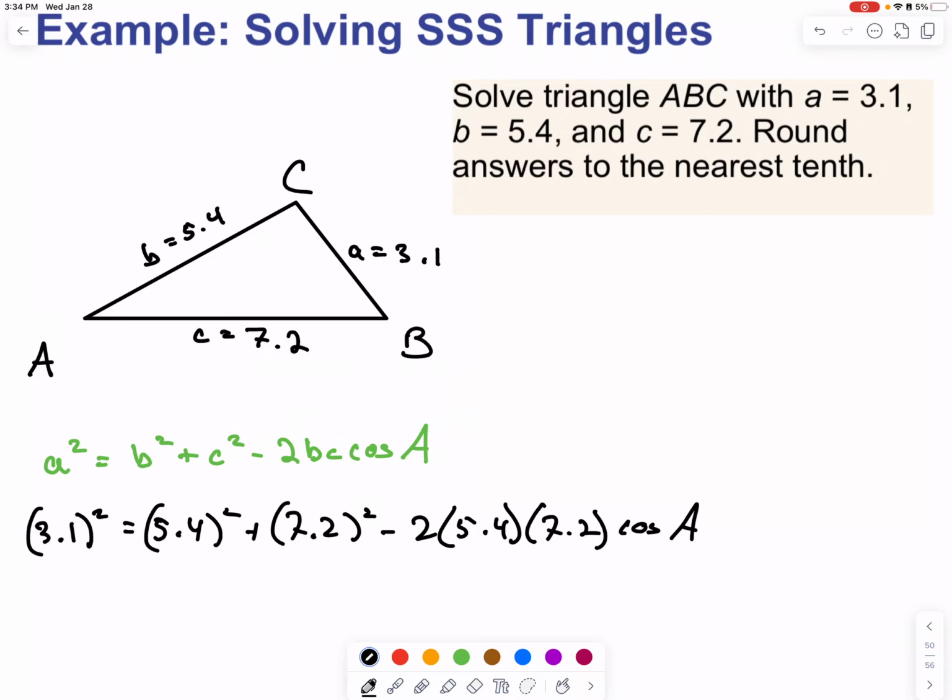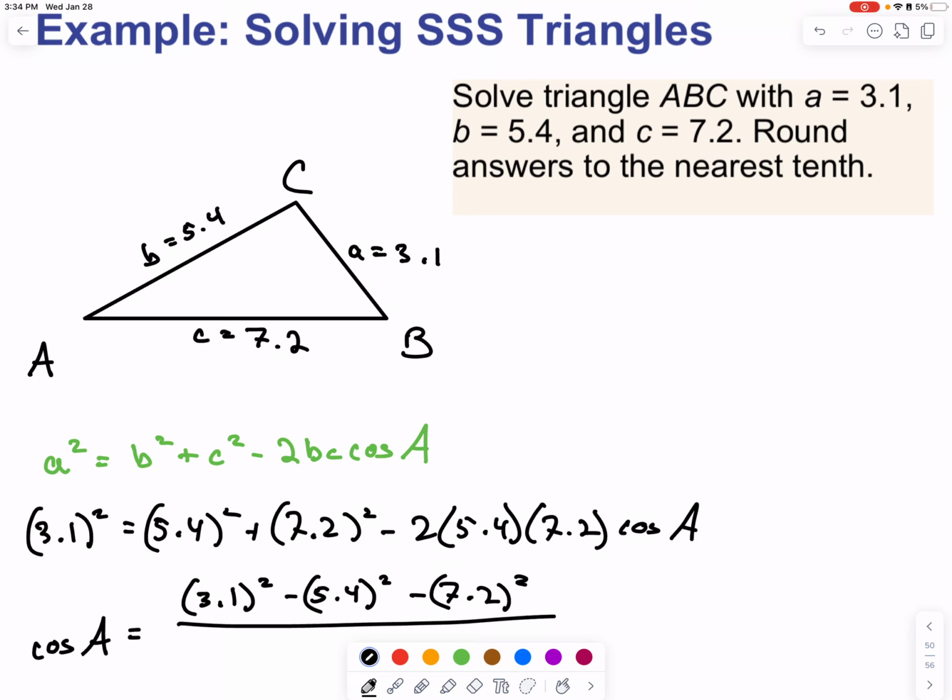So ultimately we'll get cosine of angle A equals 3.1 squared minus 5.4 squared minus 7.2 squared, divided by negative 2 times 5.4 times 7.2. Then ultimately we're going to take the arc cosine of whatever that answer is, and that should be our angle A.